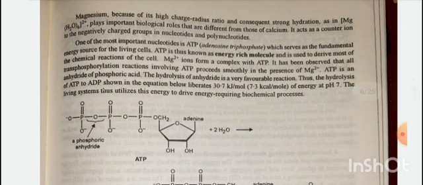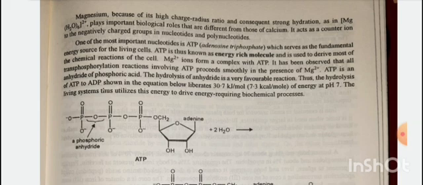Magnesium, because of its high charge-radius ratio and consequent strong hydration, as in [Mg(H2O)6]2+, plays important biological roles that are different from those of calcium. It acts as a counter ion to the negatively charged groups in nucleotides and polynucleotides. One of the most important nucleotides is ATP, adenosine triphosphate, which serves as a fundamental energy source for the living cell. ATP is thus known as an energy-rich molecule. It is used to drive most of the chemical reactions of the cell.